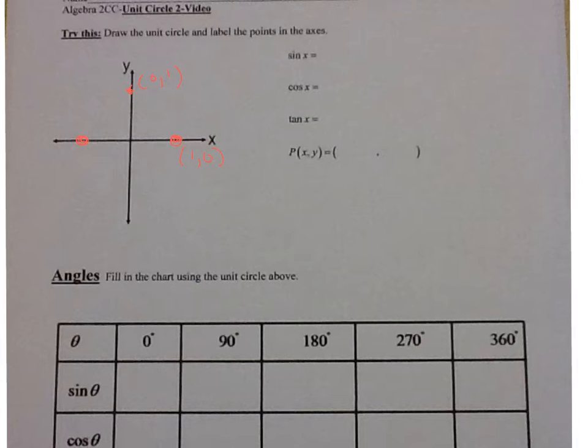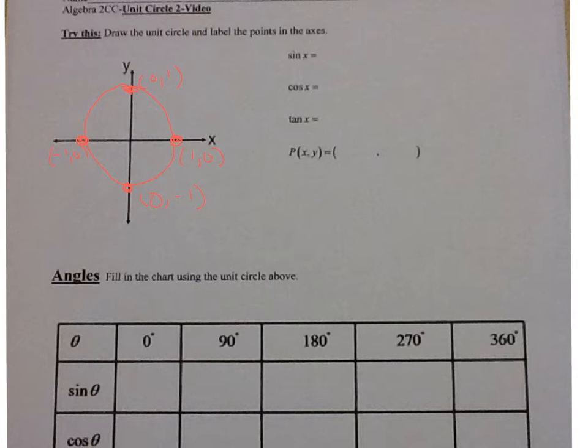To the left one, negative 1, 0, and down 1, which would put us at 0, negative 1. So when you draw your unit circle, okay, it looks kind of like that. Hopefully yours looks a little bit better than mine.